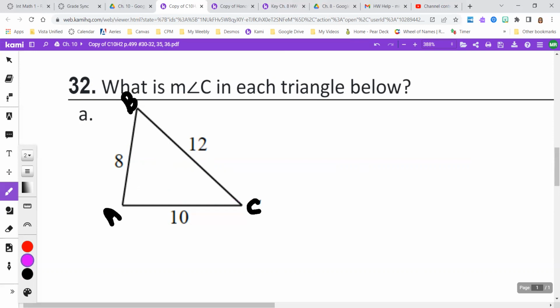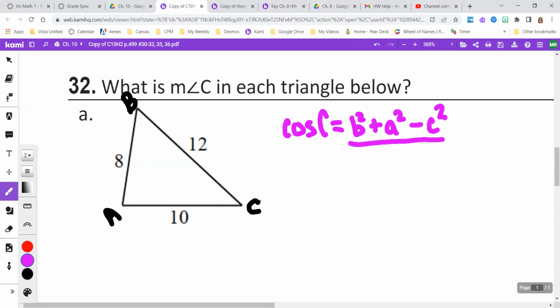Okay, so since I want to find angle C, what I'm going to do is the following. I am going to do cosine of angle C is equal to the sides that are not across, b squared plus a squared, minus the one that is across, c squared, all over 2 times a times b. That's the formula.